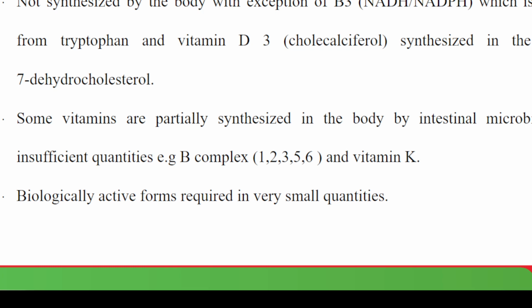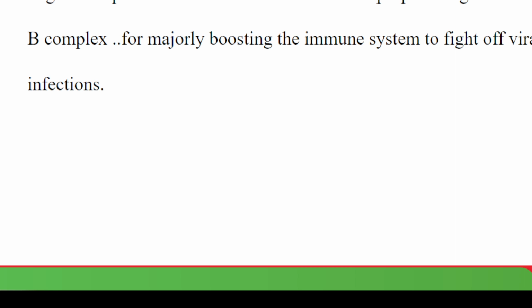Some vitamins are partially synthesized in the body by the intestinal microbiome. You know what the microbiome is, the group of helpful or important microorganisms like bacteria that are found in your gut. But they are in insufficient quantities. For example, vitamin K and the vitamin B complex 1, 2, 3, 5, and 6 can also be synthesized in our gut, though in really minute quantities that cannot do anything significant in your body. So biologically active forms are required in very small quantities that your body really needs.